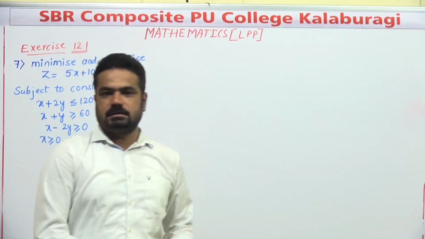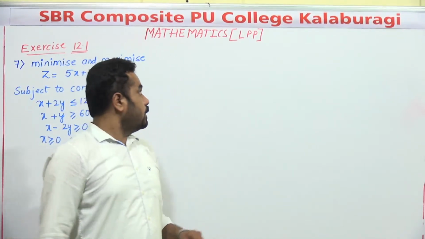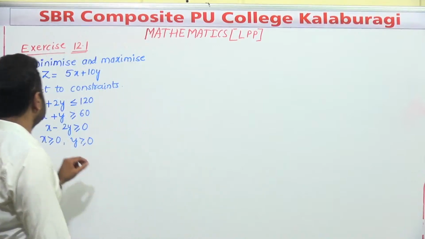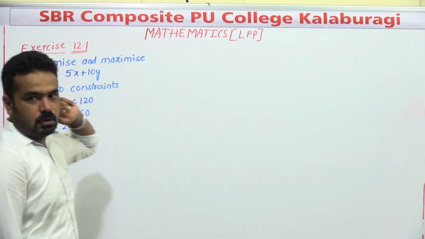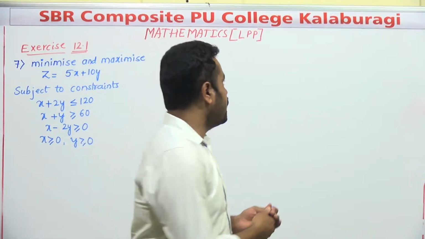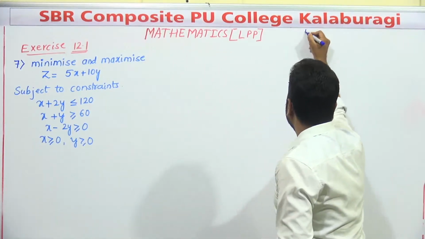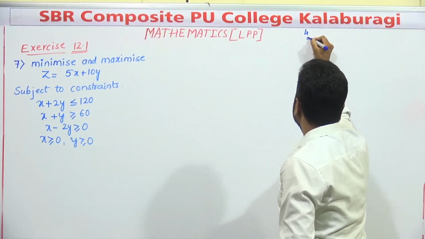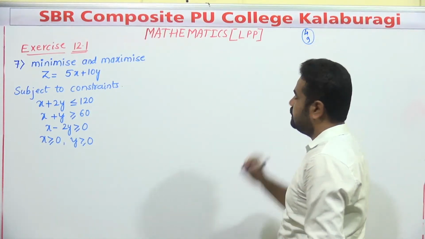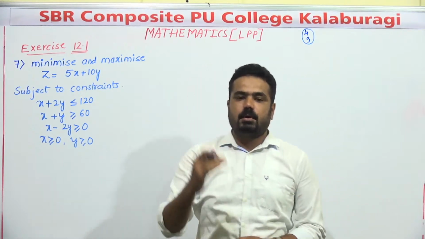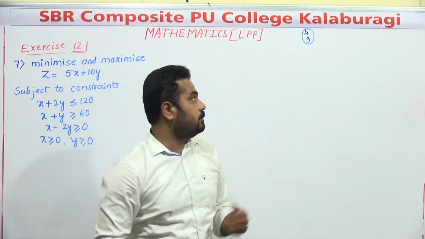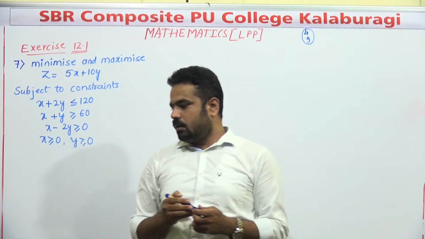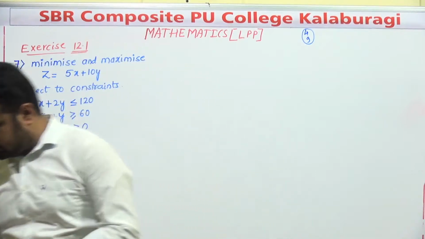Okay, good evening students. In the morning class, we discussed exercise 12.1. In that, we discussed question number 4 and question number 9, and these two questions are related to unbounded feasible region.